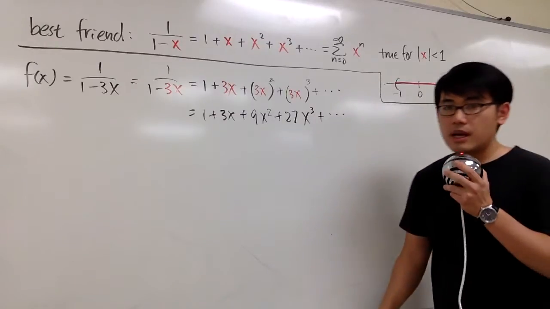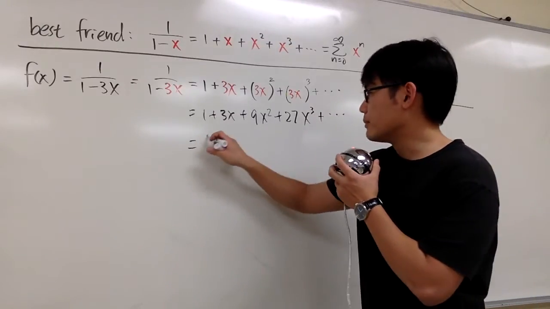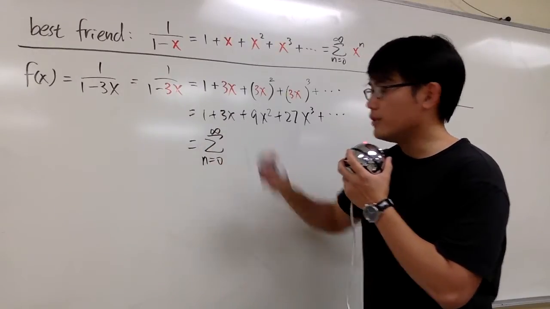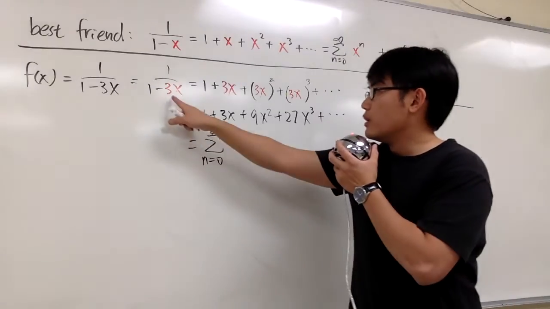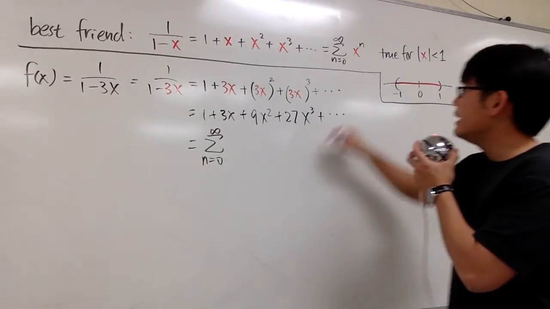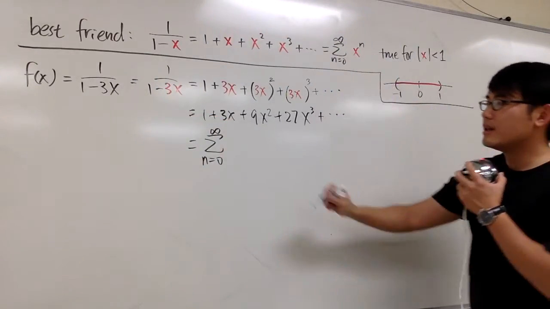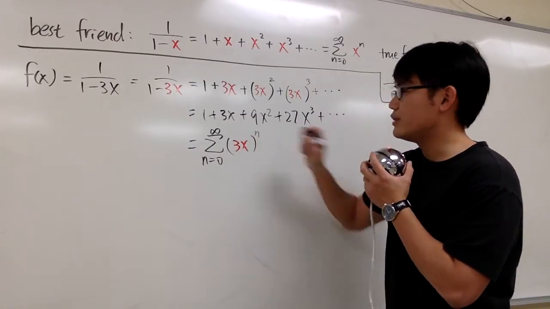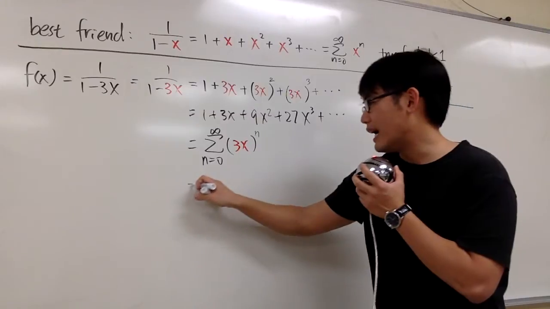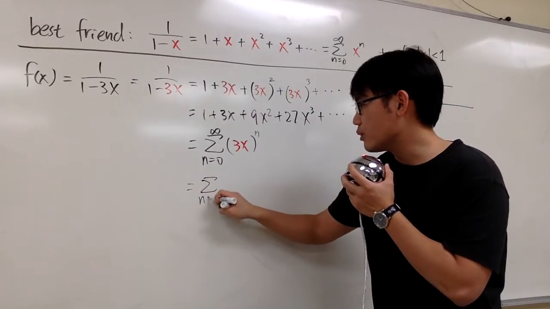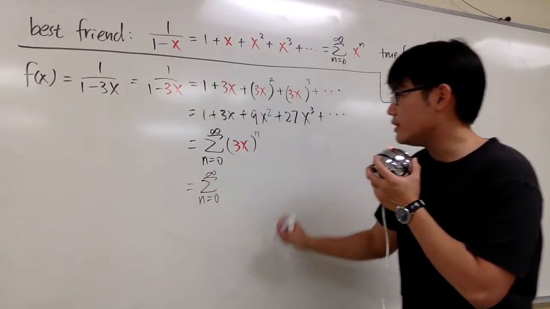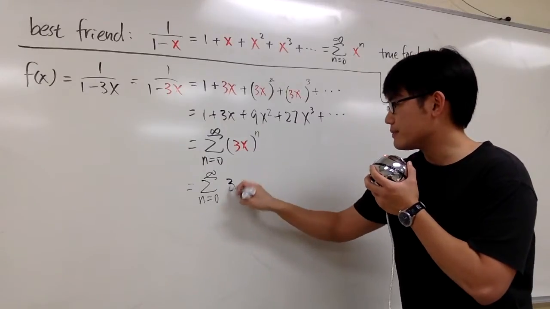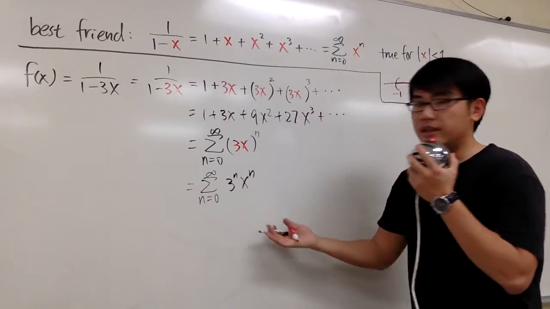In a more compact form with sigma notation, we can write this as sigma as n goes from 0 to infinity. And then we just need to plug in 3x into this x. Use parentheses first, and then 3x inside, raised to the nth power. And we will have sigma when n goes from 0 to infinity, 3 to the n power times x to the n power. And this is the form.